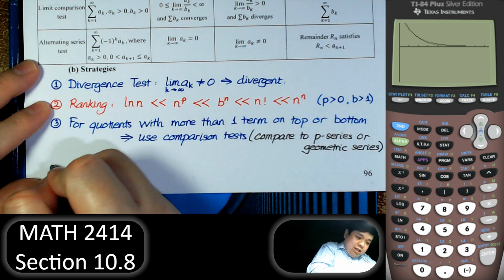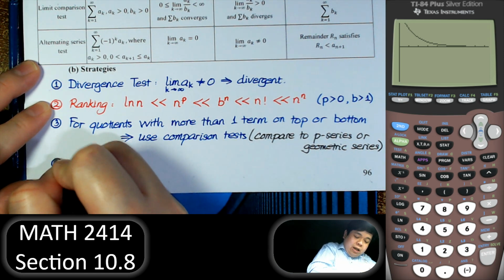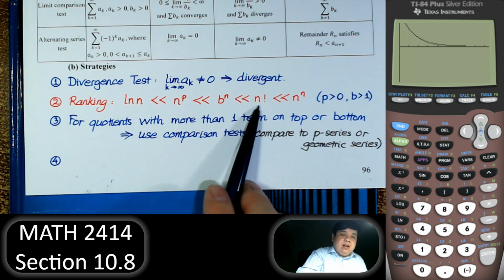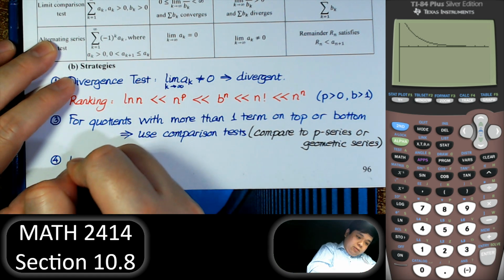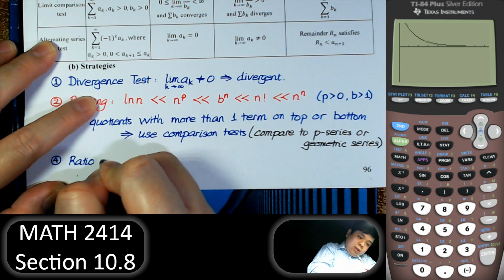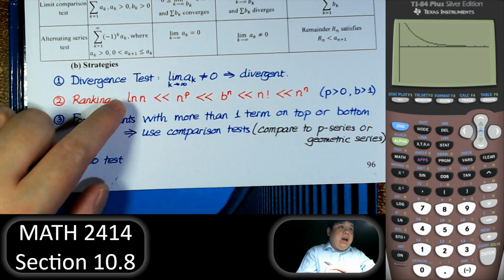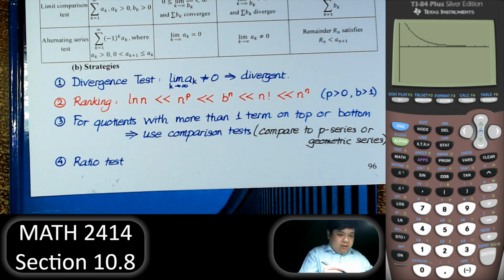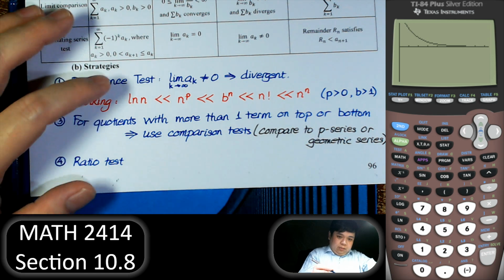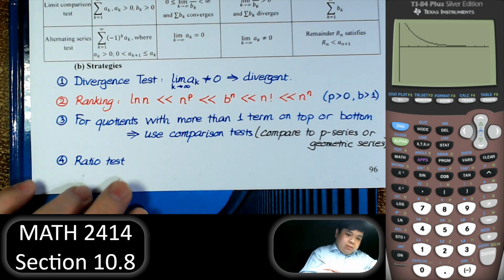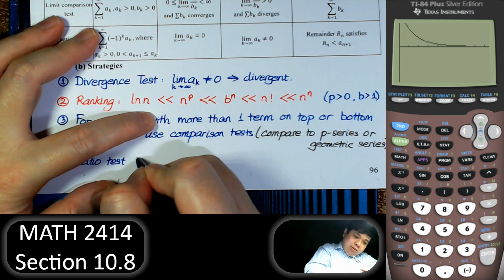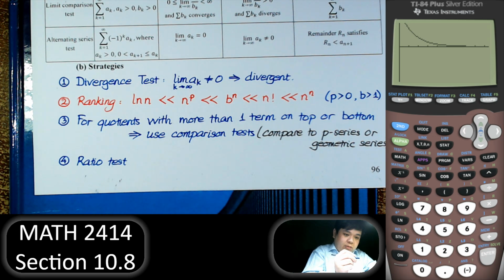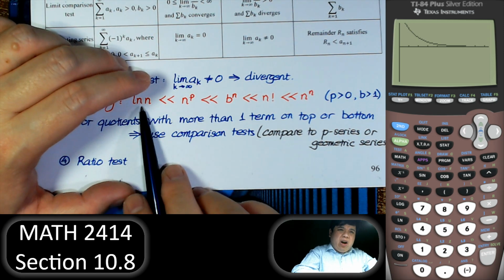Next, if we only have one of these terms on top and one of these terms at the bottom, in terms of the ranking, then we can use the ratio test. Usually if we have those scenarios. Once again, probably not ln, but for those.